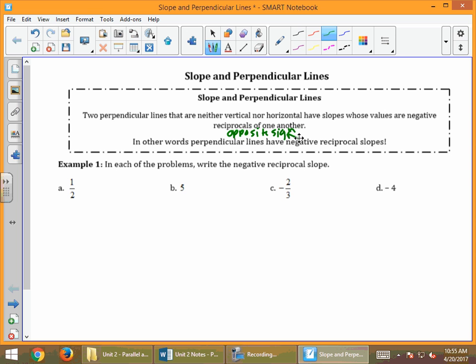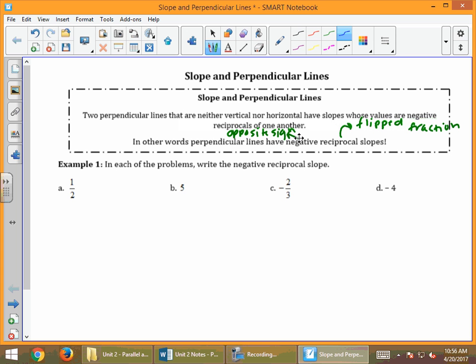So perpendicular lines, that just means one slope is positive and the other slope is negative. Okay? Reciprocal just means flip the fraction. So one slope is one fraction and the other one is the flipped version of that. Okay? And we're practicing it here in this first example on how to write opposite or negative reciprocal slopes.